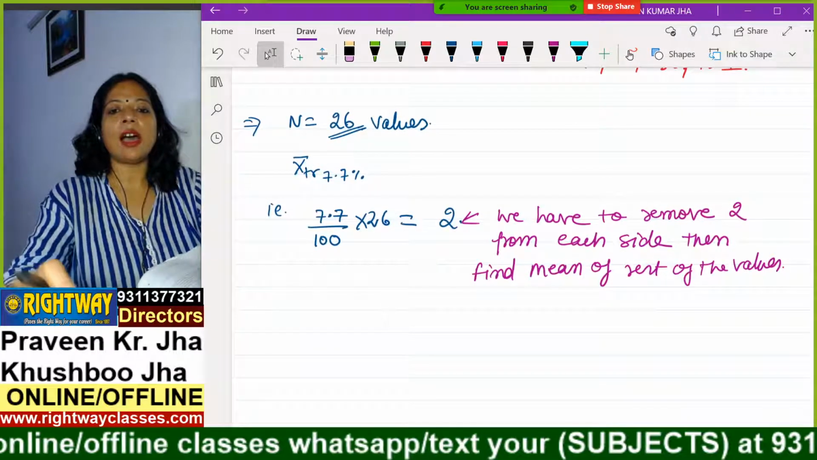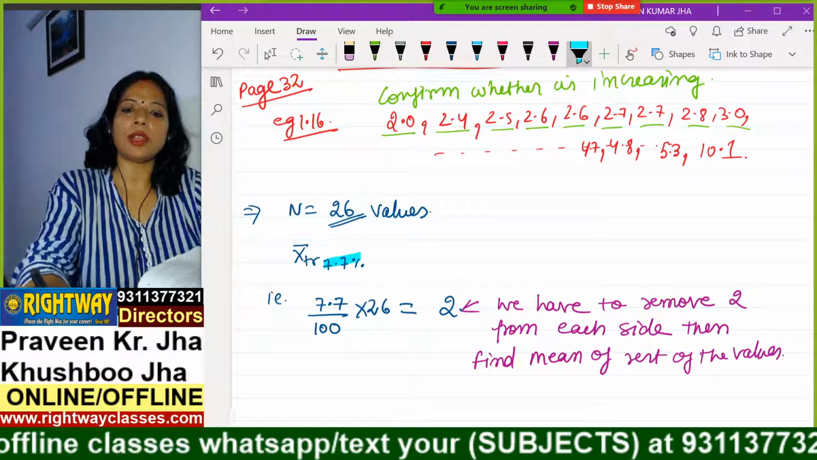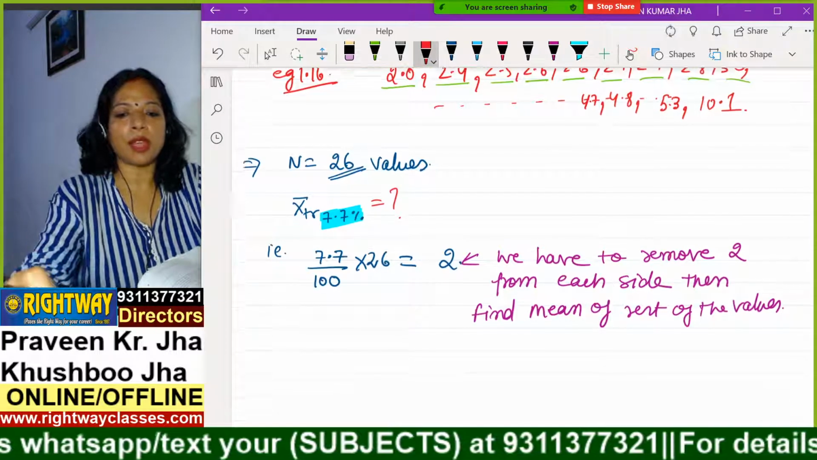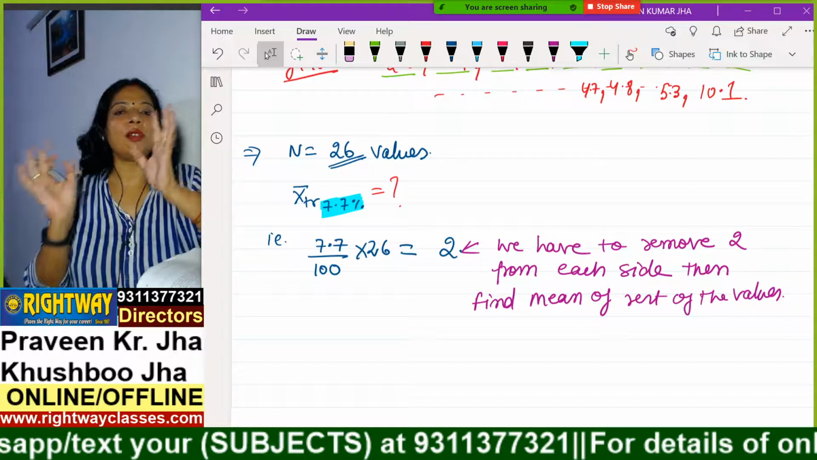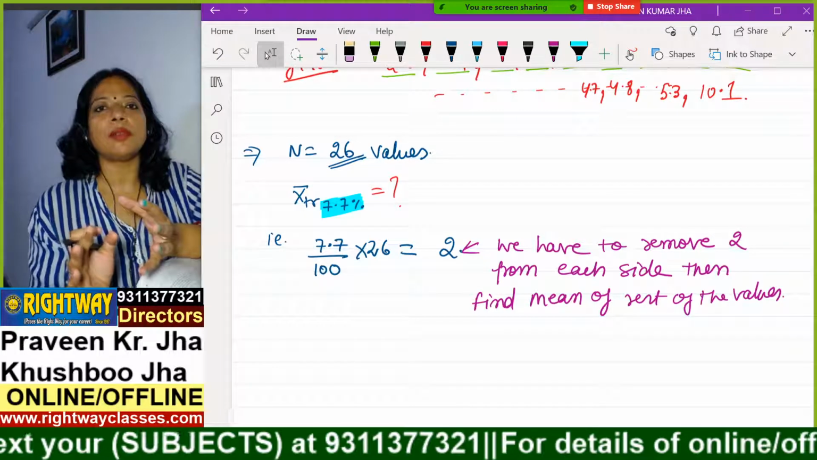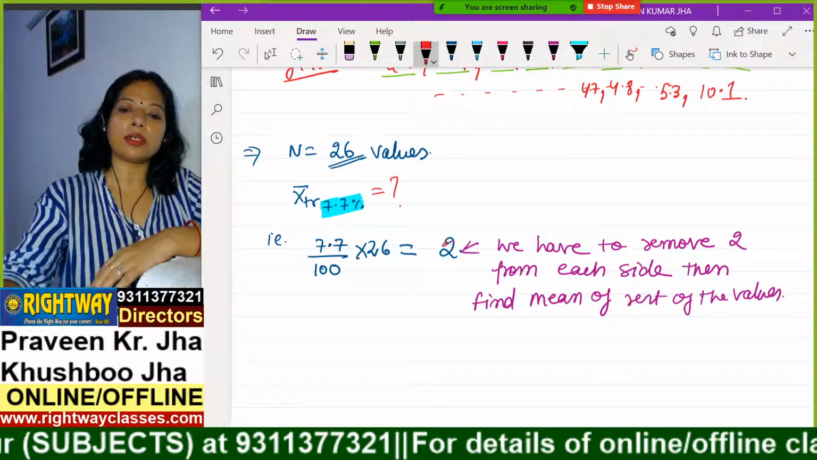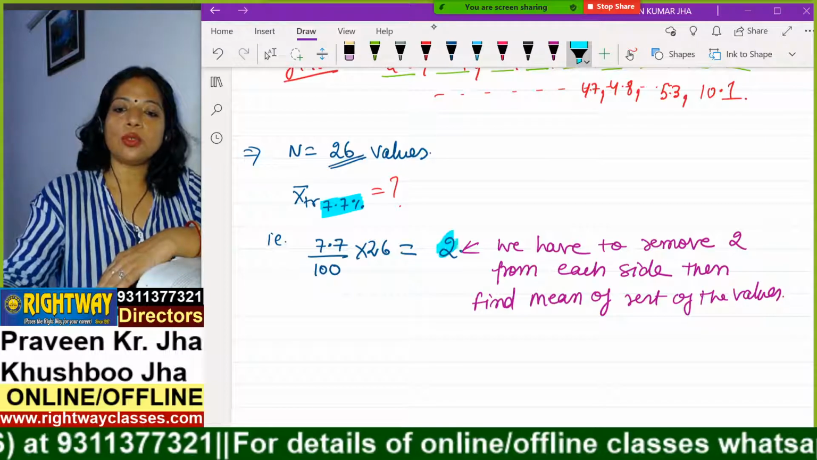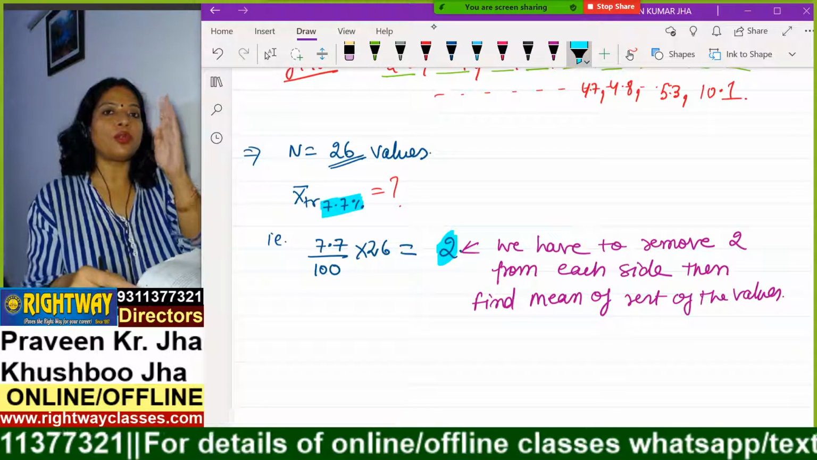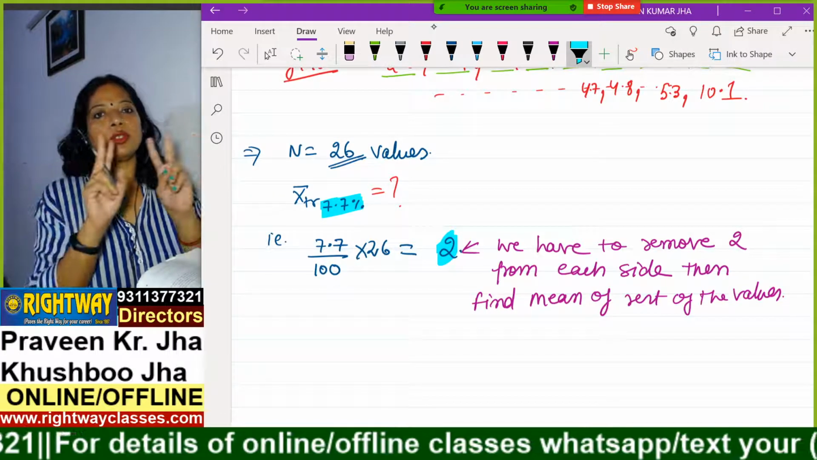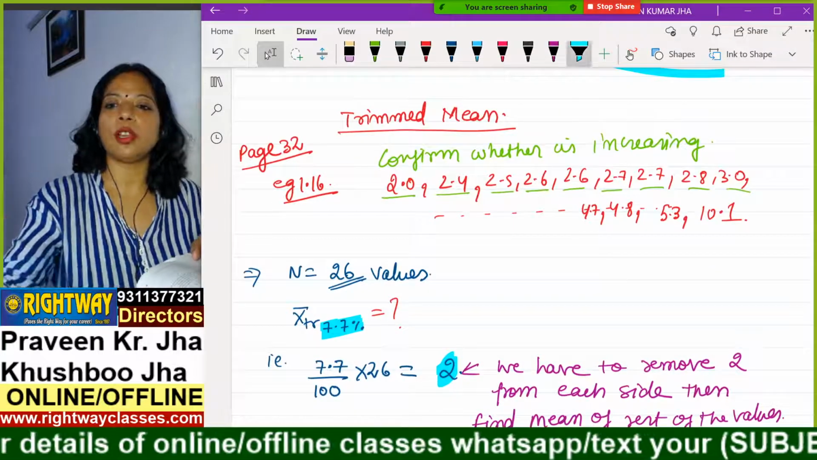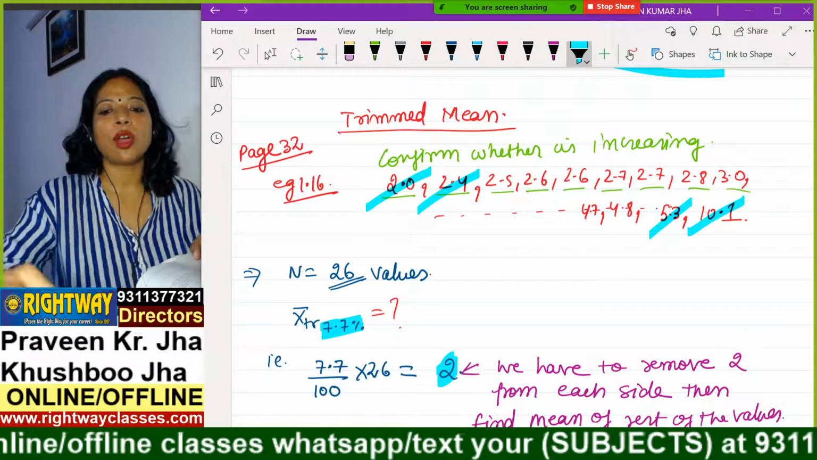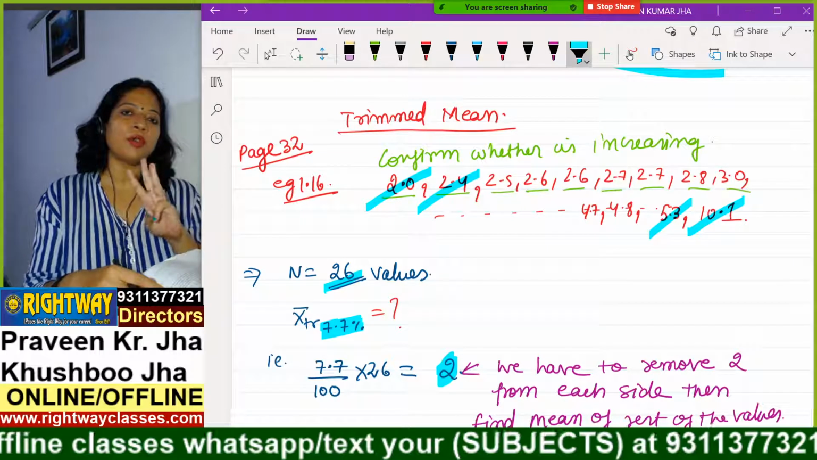Now see, they asked us to calculate the 7.7% trimmed mean. They are asking what should be its value. So we just counted the number of observations and we are just finding the 7.7% of the counted observations, and it's 2. Sorry, I was thinking that it's a highlighter. 2. So we have to just remove 2 from the lowest side and from the greatest side, 2 observations. So how many observations will we delete? This, and this. So earlier we had 26 values and now we are removing 4 values.